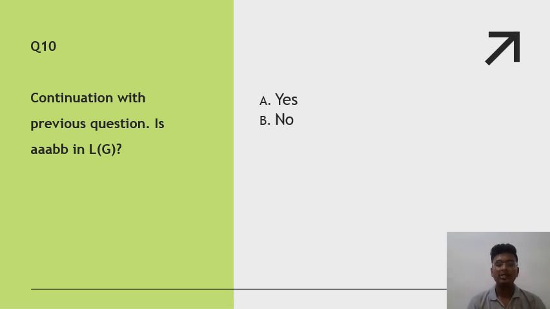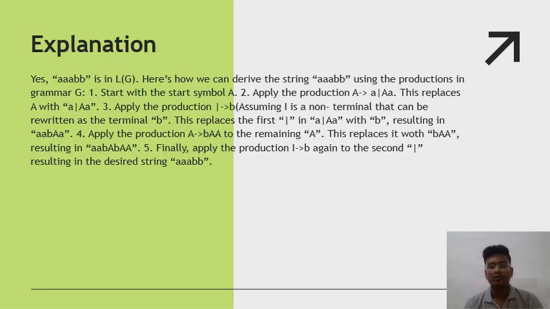This is the 10th question of the multiple choice question series. This question is a continuation of the previous question, in which we have seen a grammar with its production rules. So this question says: is AAABB in L(G)? It is yes or no. So yes, AAABB is in L(G). It's in the language of the grammar. Here's how we can derive the string AAABB using the productions in grammar G.